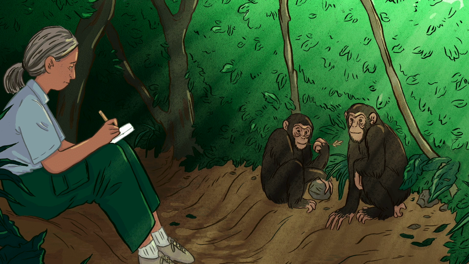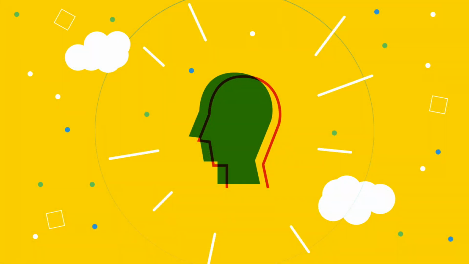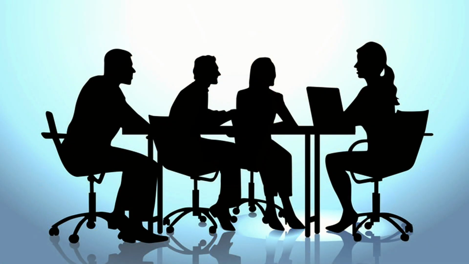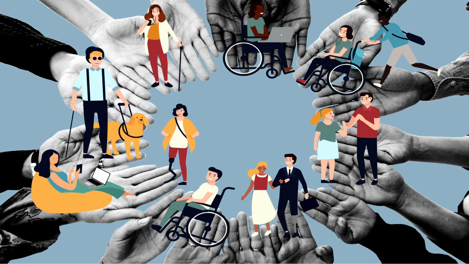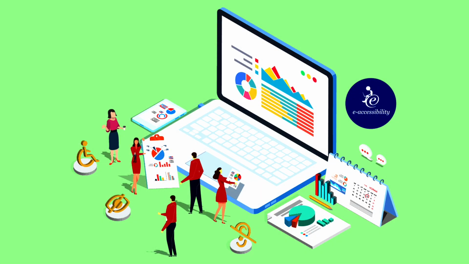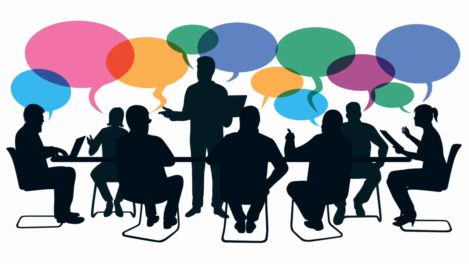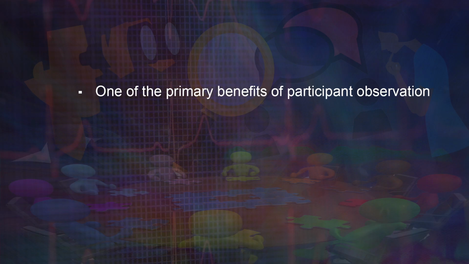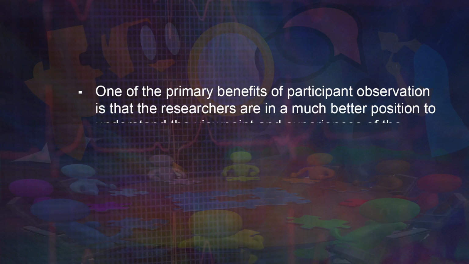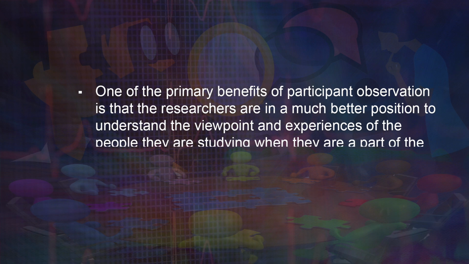The only difference between naturalistic observation and participant observation is that researchers engaged in participant observation become active members of the group or situations they are studying. The basic rationale for participant observation is that there may be important information that is only accessible to, or can be interpreted only by, someone who is an active participant in the group or situation. One of the primary benefits of participant observation is that the researchers are in a much better position to understand the viewpoint and experiences of the people they are studying when they are a part of the social group.